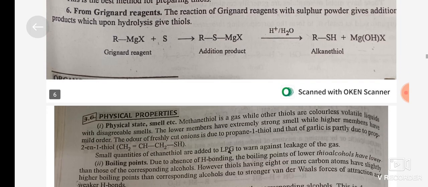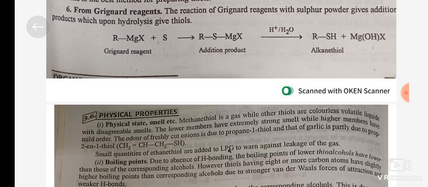Sixth, from Grignard reagent. The reaction of Grignard reagent with sulfur powder gives an addition product which upon hydrolysis gives thiol. Grignard reagent plus sulfur gives addition product. On hydrolysis it will give alkane thiol.